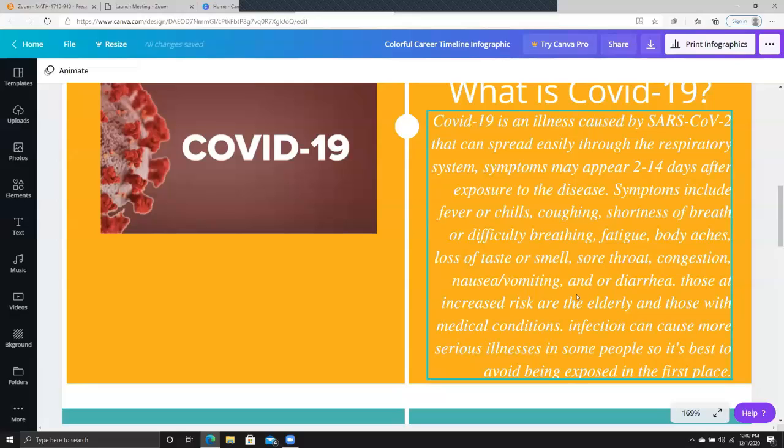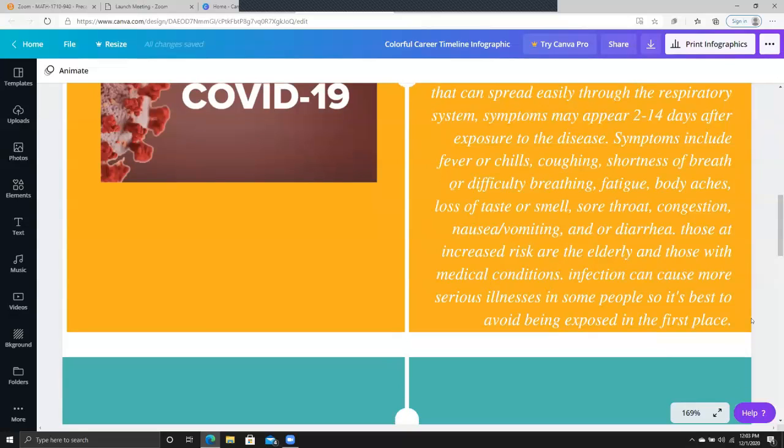The elderly or those with medical conditions pre-existing before infection. I think one of those pre-existing conditions could be diabetes. Yes, diabetes, or if you have issues with the respiratory system already, like you're susceptible to pneumonia or something, it can cause some trouble. Infection can cause more serious illnesses, and it can aggravate certain respiratory illnesses you already have. So it's best to avoid being exposed.